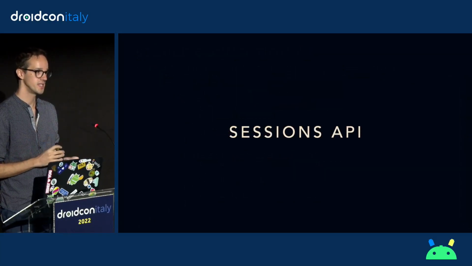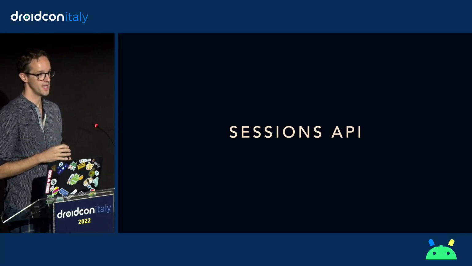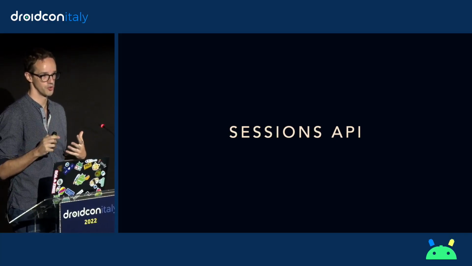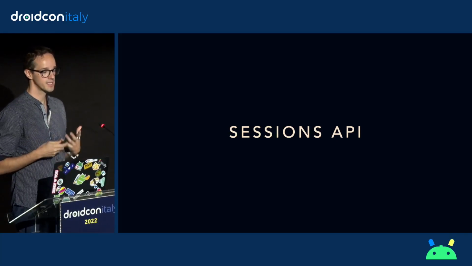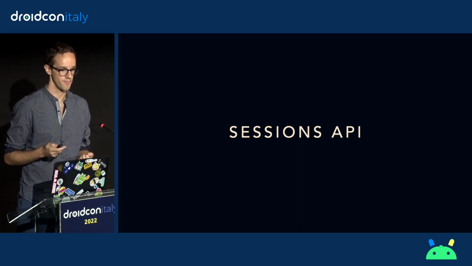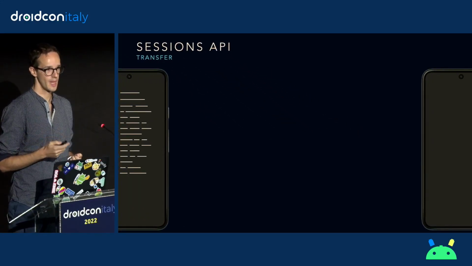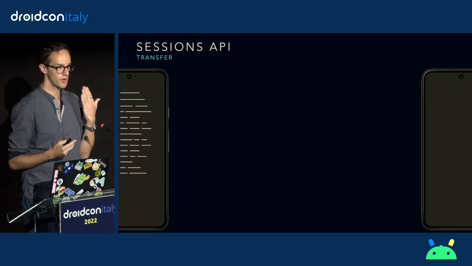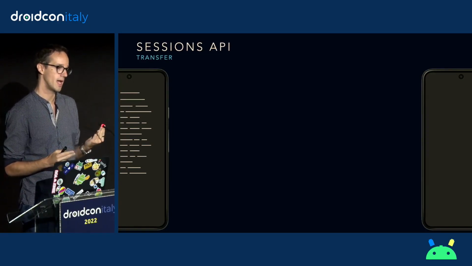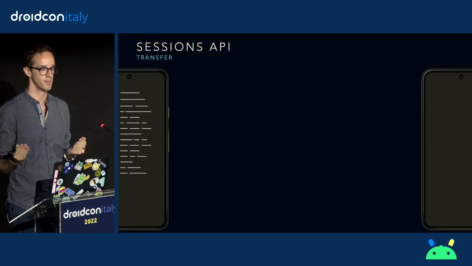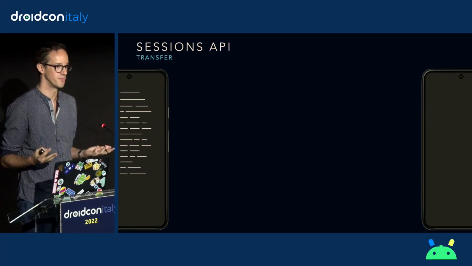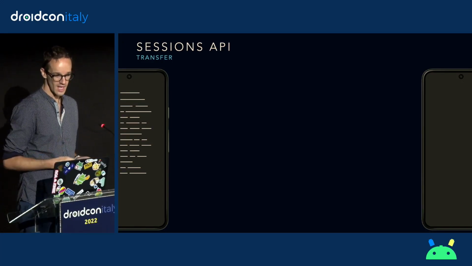Then, the most interesting part. The Sessions API is the one that is built on top of the other two. And let's see one simple use case for this API. Let's say we want to transfer a session, meaning that I was reading an article on my phone, and I want to continue reading on a tablet, because the screen is better, more suited for reading, I don't know.